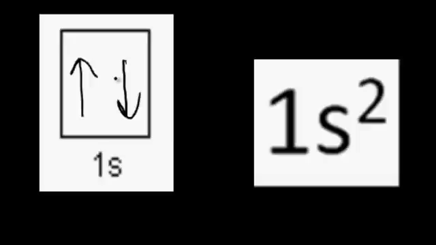And how we abbreviate this: if there are 2 electrons in the 1s orbital, we abbreviate it 1s2. That's what this picture means.